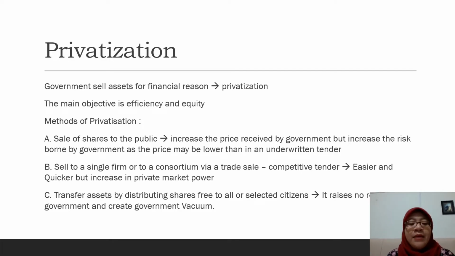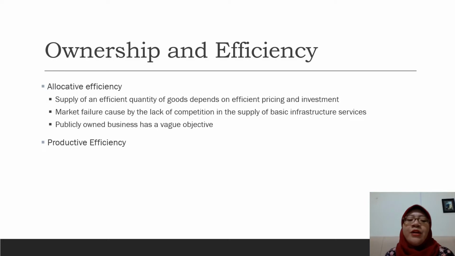The second one is selling to a single firm. It is just like selling goods, where the government sells the firm to another private firm. The third one is transferring assets, which are given to selected citizens. In Indonesia, we have Surat Utang Negara. It is also a part of privatization, or selling government stocks, for example selling the stocks of palm, the national government stocks.